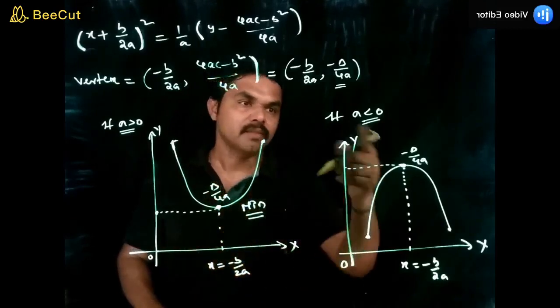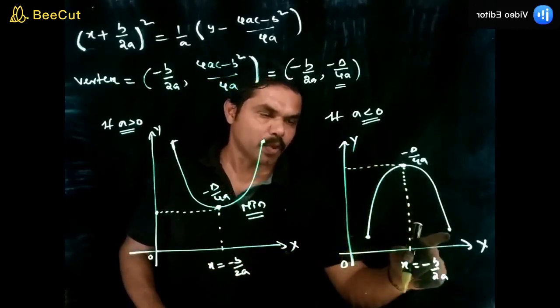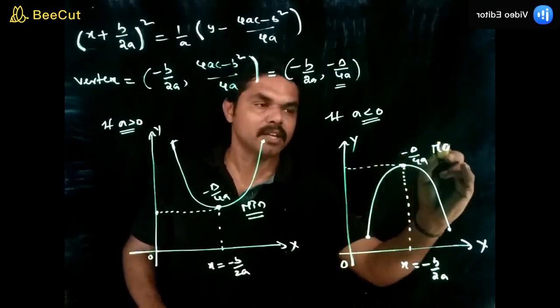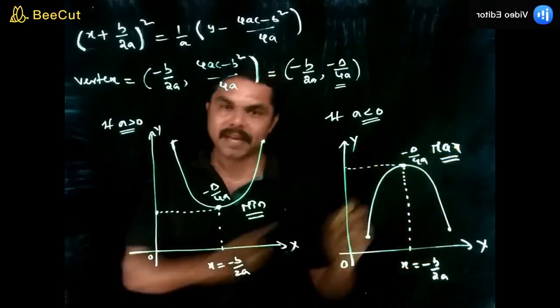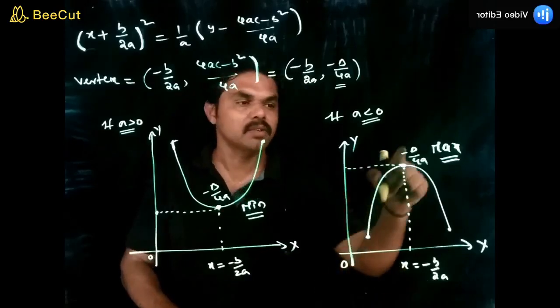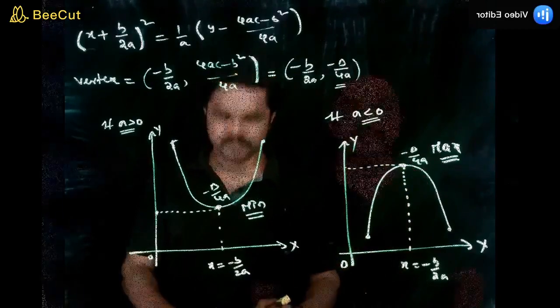In the same way, when a is less than 0, the curve may be like this. Compared to these 2 points, this is the maximum point. So we get the maximum value here, at x equal to minus b by 2a. What is the maximum value? Minus delta by 4a, nothing but 4ac minus b square by 4a.